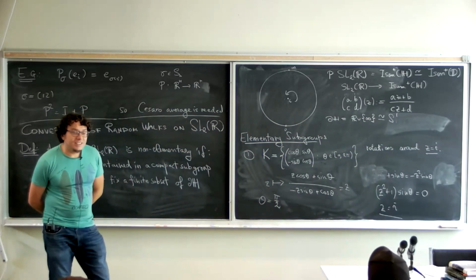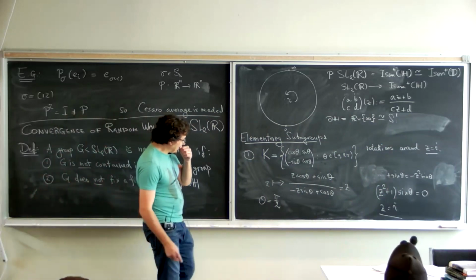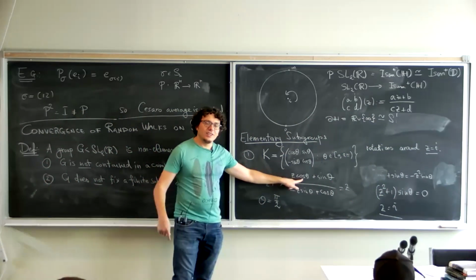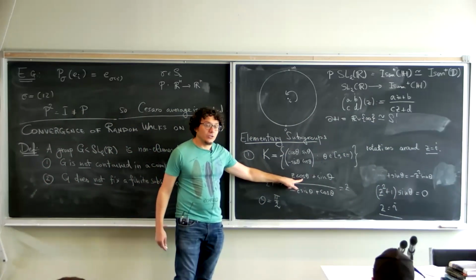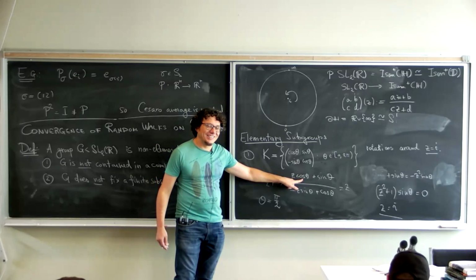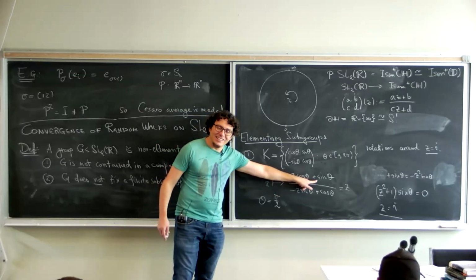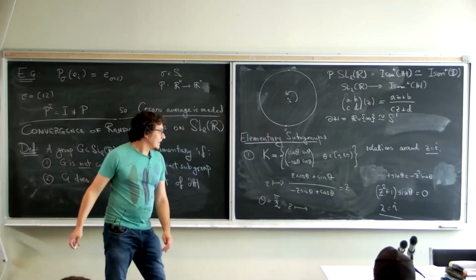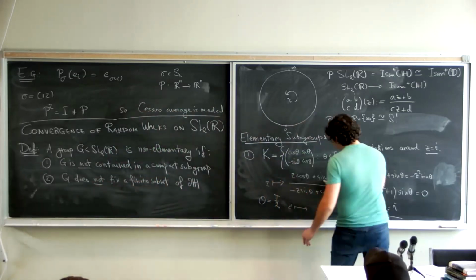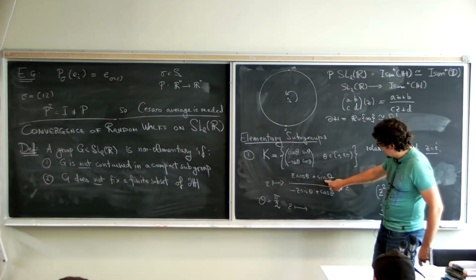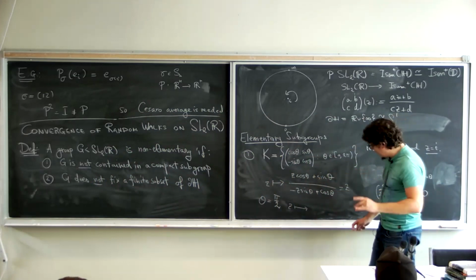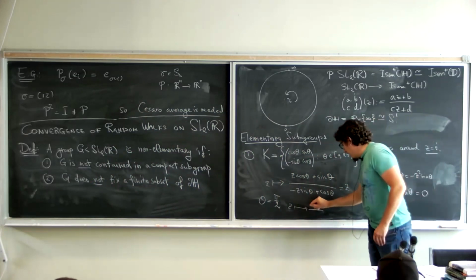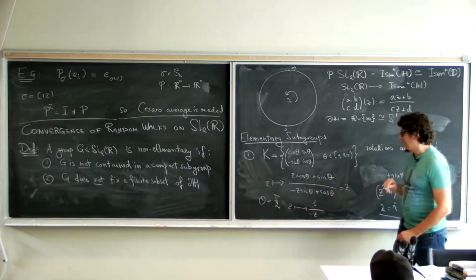No, it's not identity. So what is it? It's cosine of pi over 2, which is 0. So what is this map? Sine theta is 1. So this is 1 over minus z.